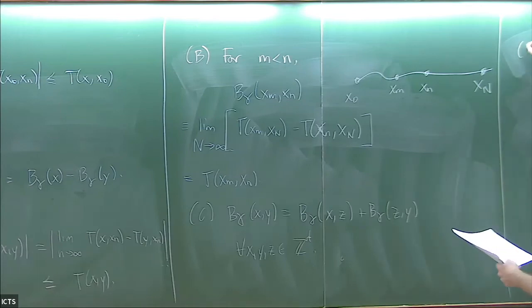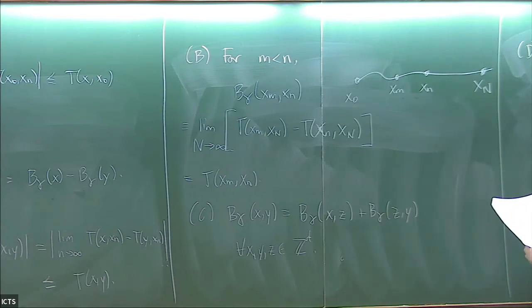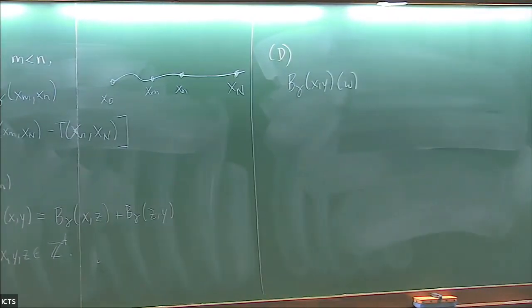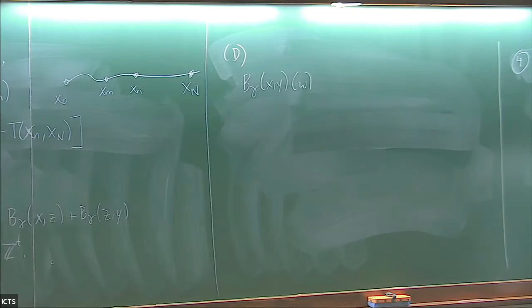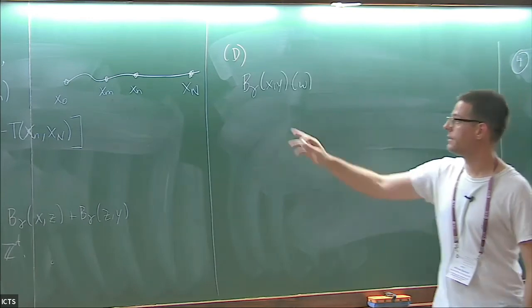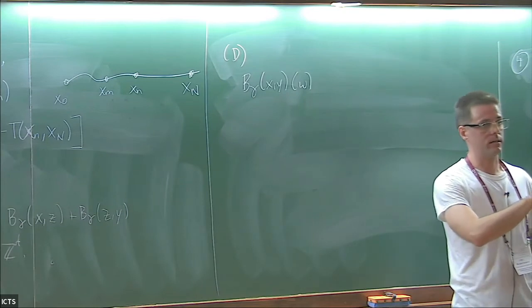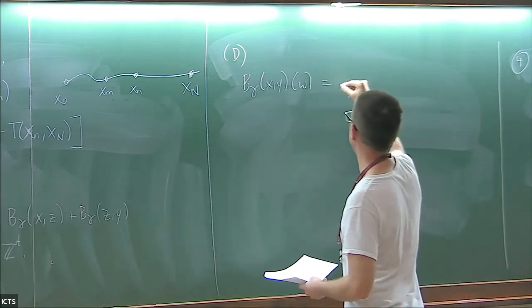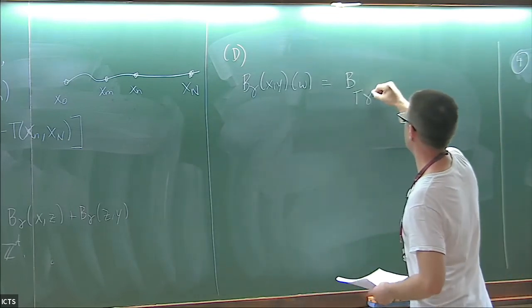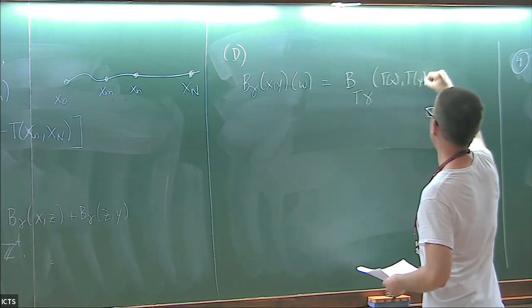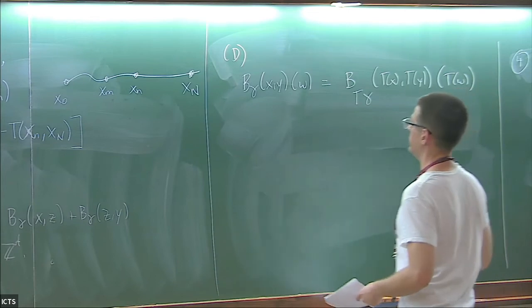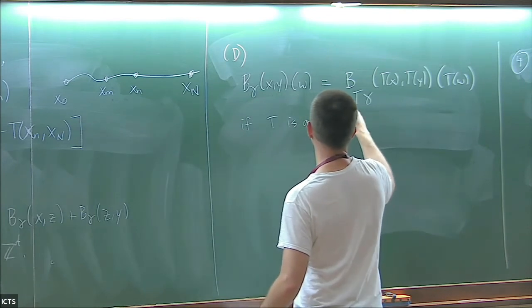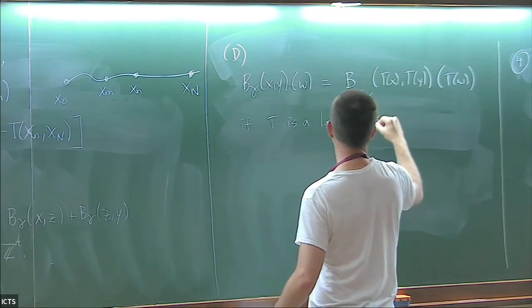Okay, last, property D. If I look at B gamma of x,y in a particular outcome omega, and let's say I shift the whole outcome to the right or something. Okay, well, then this geodesic is just going to shift to the right. It's going to be a shifted geodesic in the new shifted environment. So this is equal to B of T gamma, Tx, Ty in the shifted environment T omega, if T is a lattice translation, or I'll say integer translation.